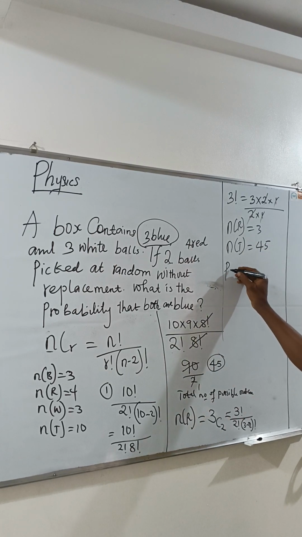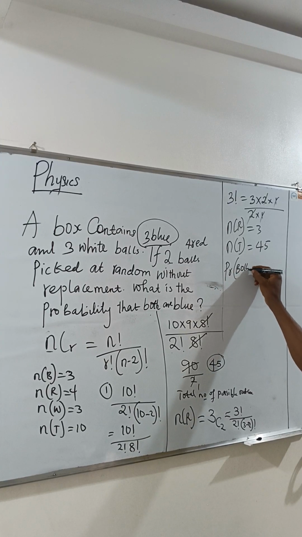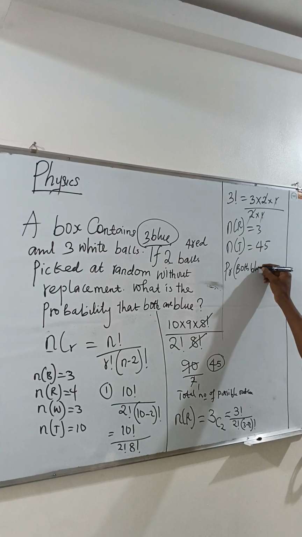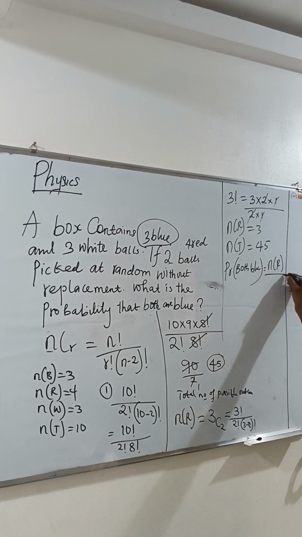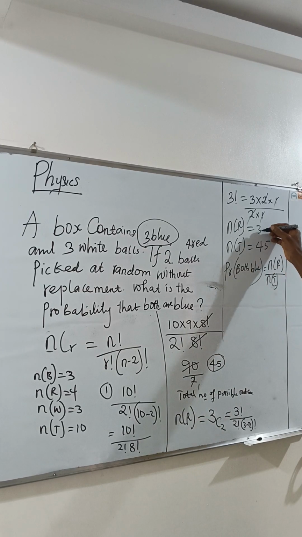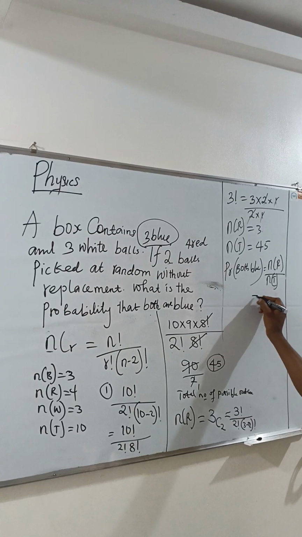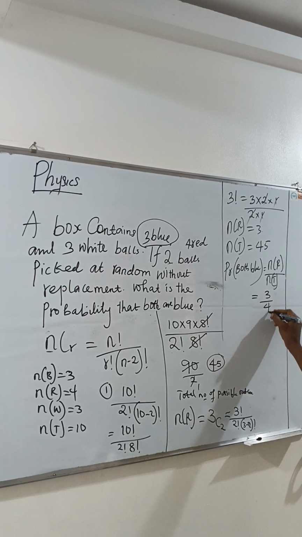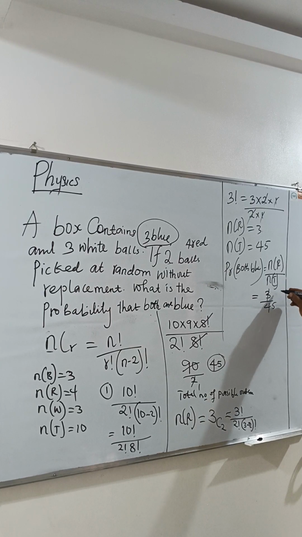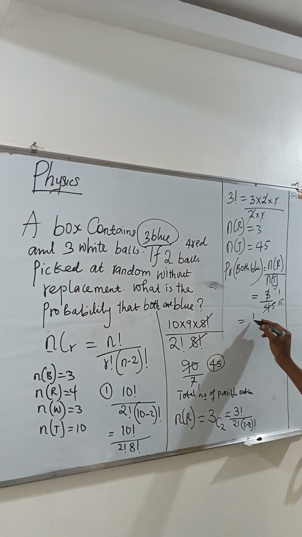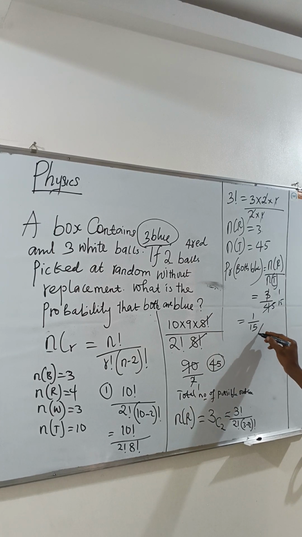And the probability of both blue balls, which is the question, is the number of required outcomes all over the total number of outcomes. What is the required outcome? 3. So you have 3 over 45. Did you get it now? So 3 into 3 is 1, 3 into 45 is 15. So the answer is 1 over 15.